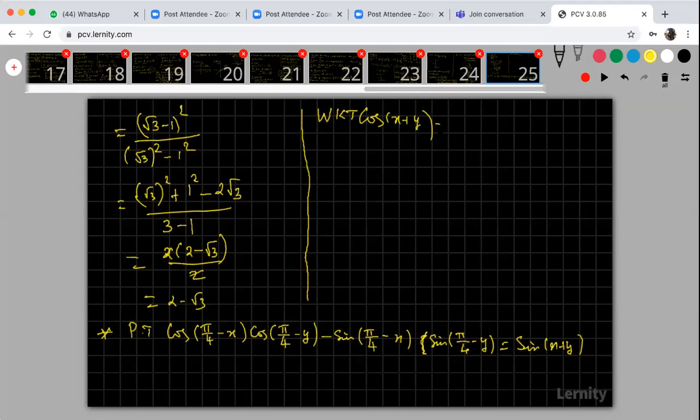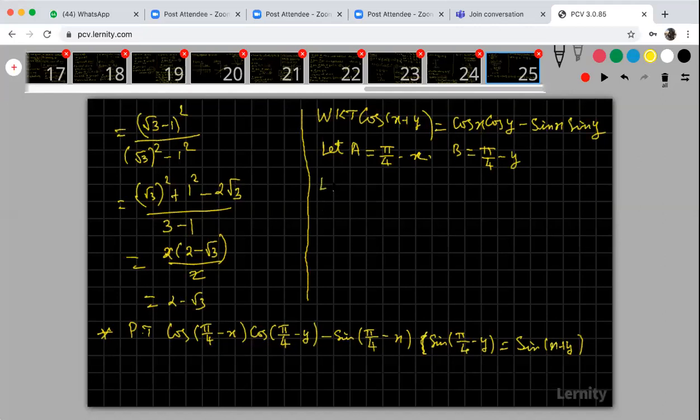Cos of x plus y is equal to cos x cos y minus sin x sin y. The cos of x plus y formula is cos x cos y minus sin x sin y. Okay, so now let this entire term, pi by 4 minus x, be a, and b is equal to pi by 4 minus y.